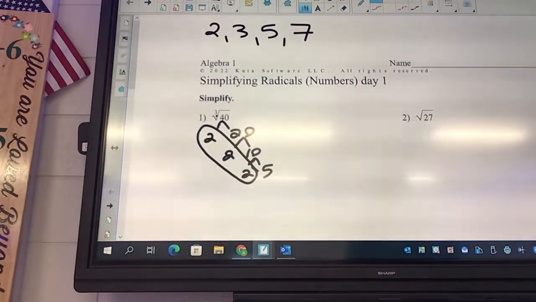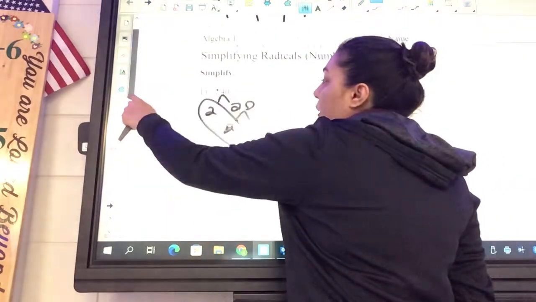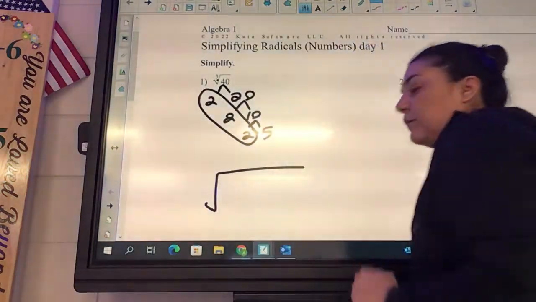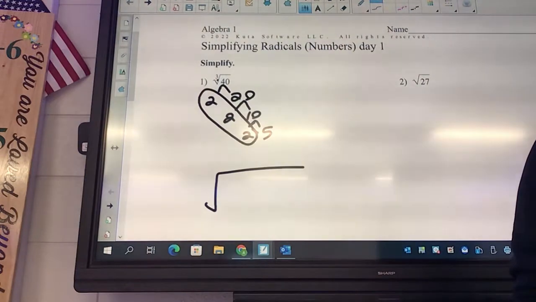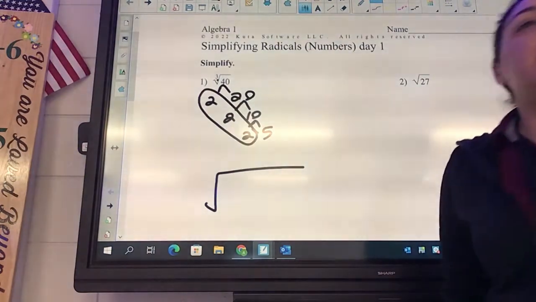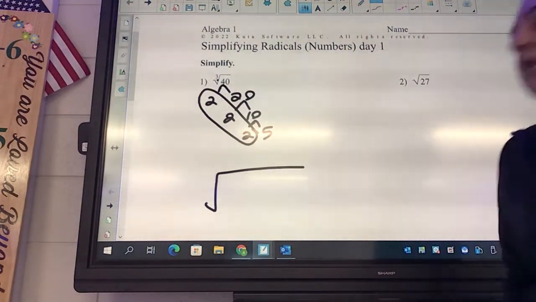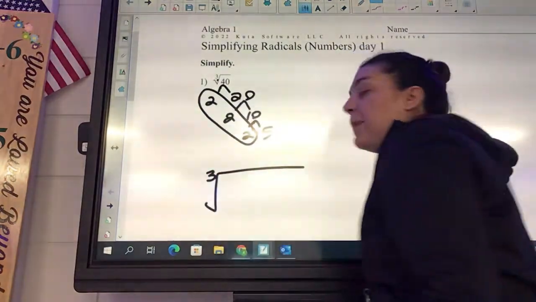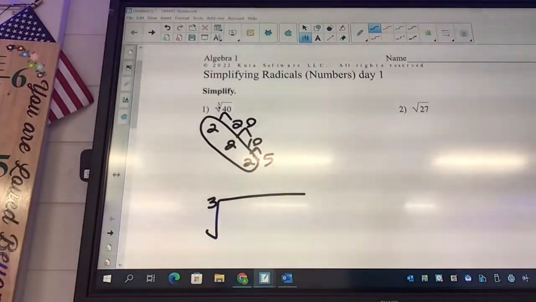Okay, so we've got everything factored, so you're going to write down the little radical symbol. And if there's a number there, you have to put it there in your answer. So in this case, there's a number 3, so there should be a baby 3 right there.